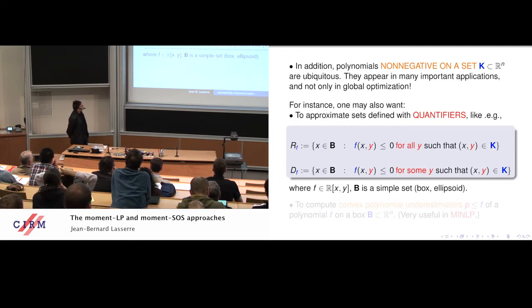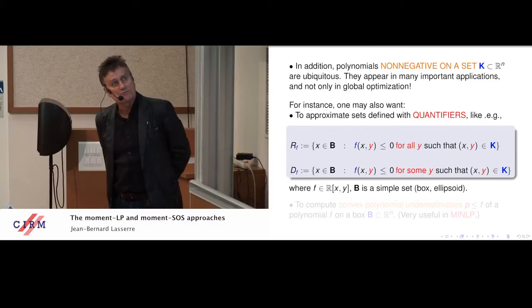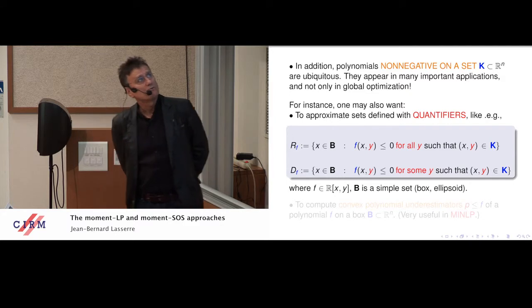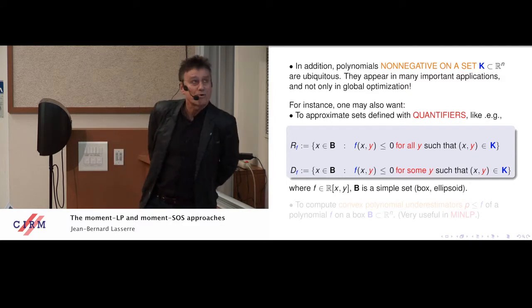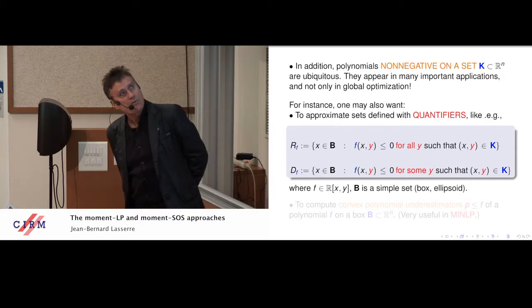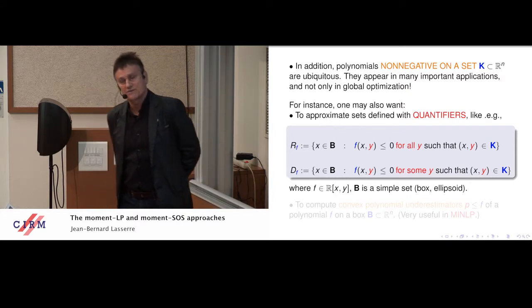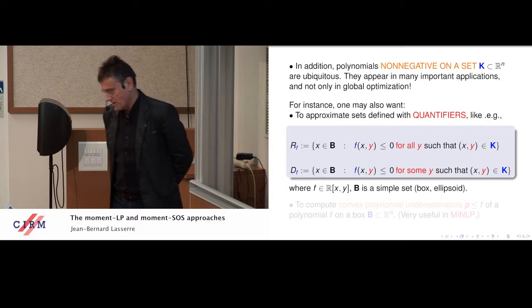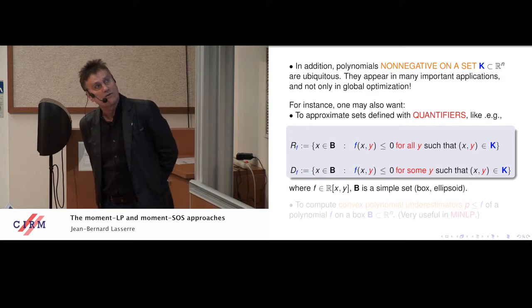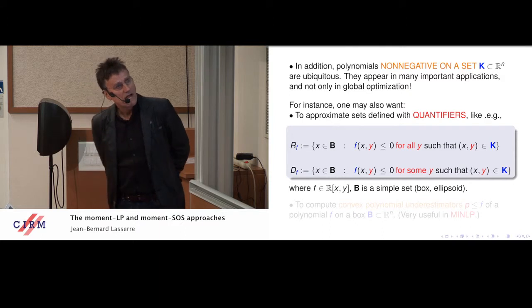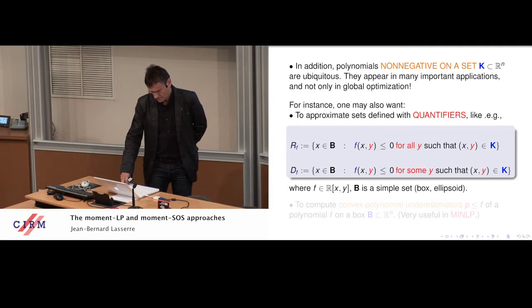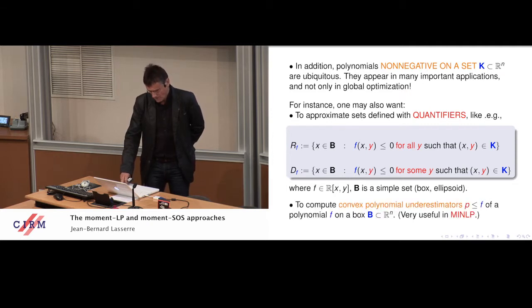For example, to approximate sets defined with quantifiers. For example, you would have a set, say, the set of x in a box B, so that f of x,y would be non-negative for all y such that (x,y) belongs to some set K. The other one would be the same thing, but now for some y instead of for all y. And you would like to approximate this by simple sets, sub-level sets of polynomials.